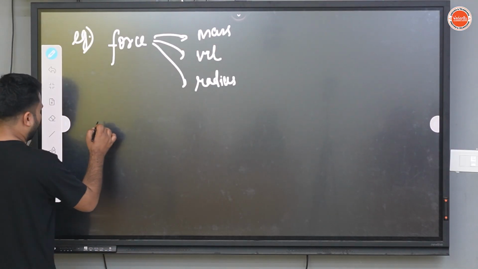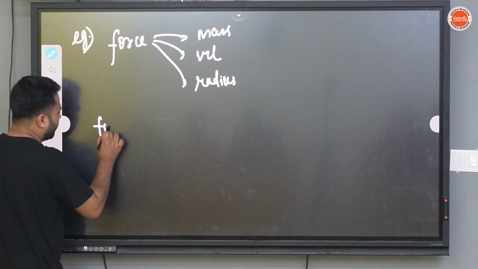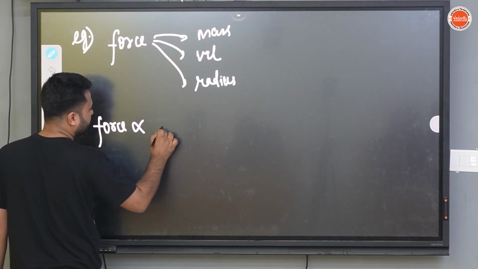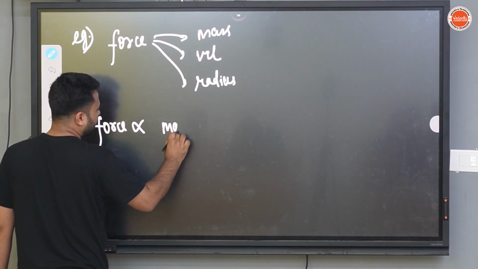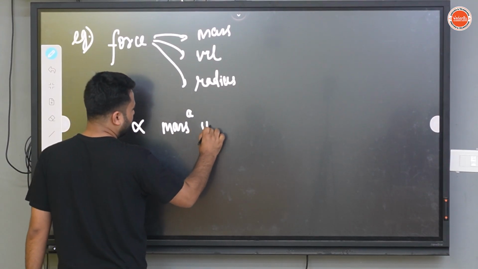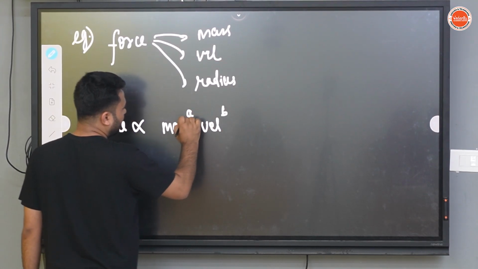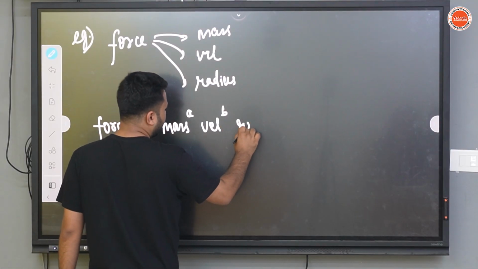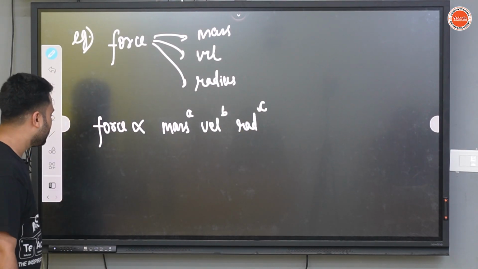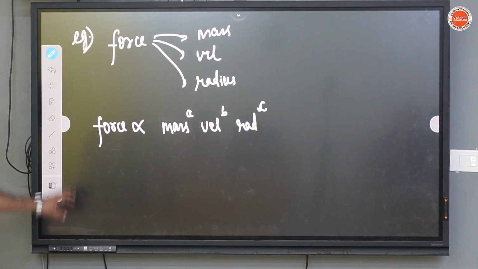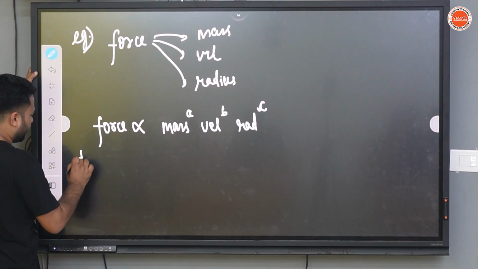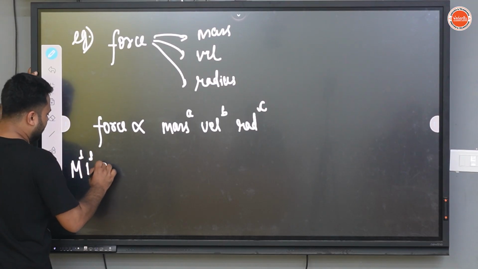So how will you do it? First you write force directly proportional to mass, so you write mass. Power you don't know, so you write A. Then velocity, power you don't know, so you write B. Then radius, power you don't know, so you write C. Correct. Now this side you write the dimension of force, that is M L T minus 2.